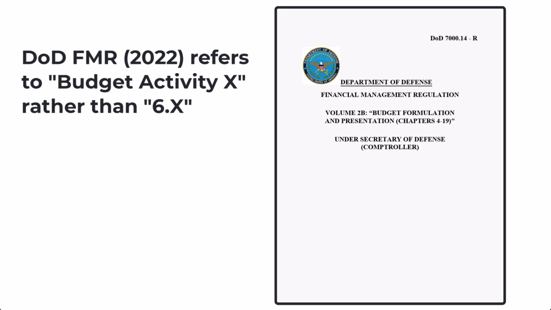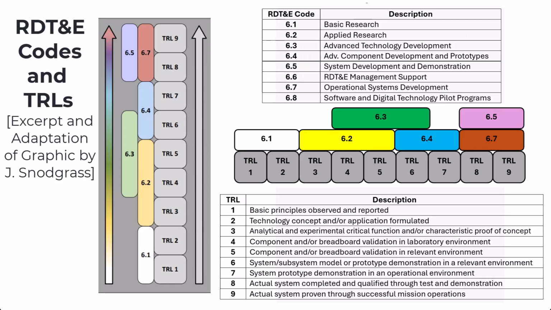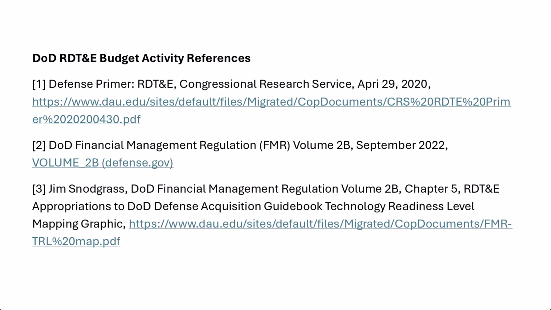There is a rough mapping between these activities and technology readiness levels, and Mr. Jim Snodgrass of the U.S. Army Futures Command Combat Capabilities Development Command C5ISR Center produced a graphical mapping between RDT&E budget activity codes and TRLs. The figure shown here is adapted from his graphic and includes part of that graphic. You can look at the references shown here to learn more about RDT&E budget activity codes.